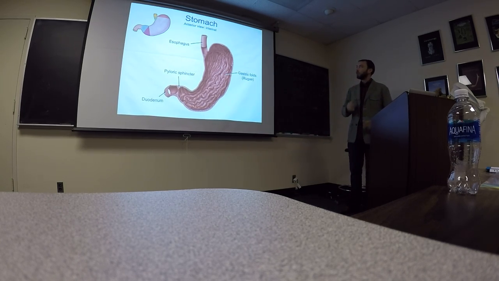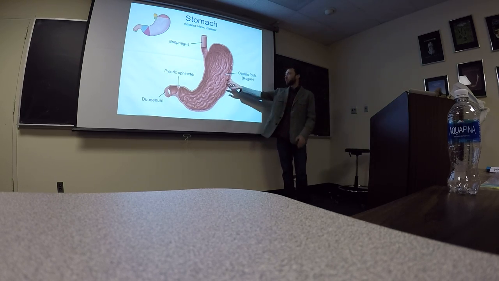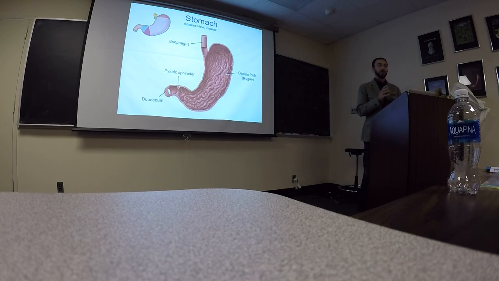Since we can see inside the stomach, we can see another feature here, these big ridges that are called gastric folds or rugae. These allow the stomach to expand and contract based on how much food or whatever is in there. If you have a really full stomach, it will be expanded, and these folds will be difficult to see.